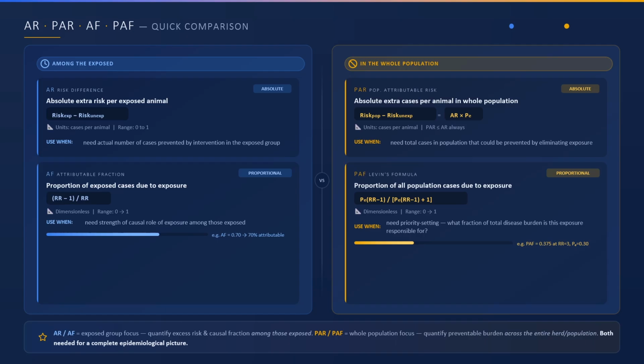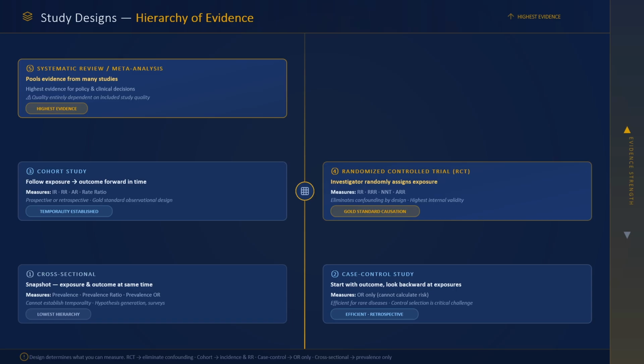Absolute measures give you cases. Proportional measures give you fractions. You need both for a complete picture. Now to study designs arranged as a hierarchy of evidence. And remember, the design determines what you're allowed to measure.